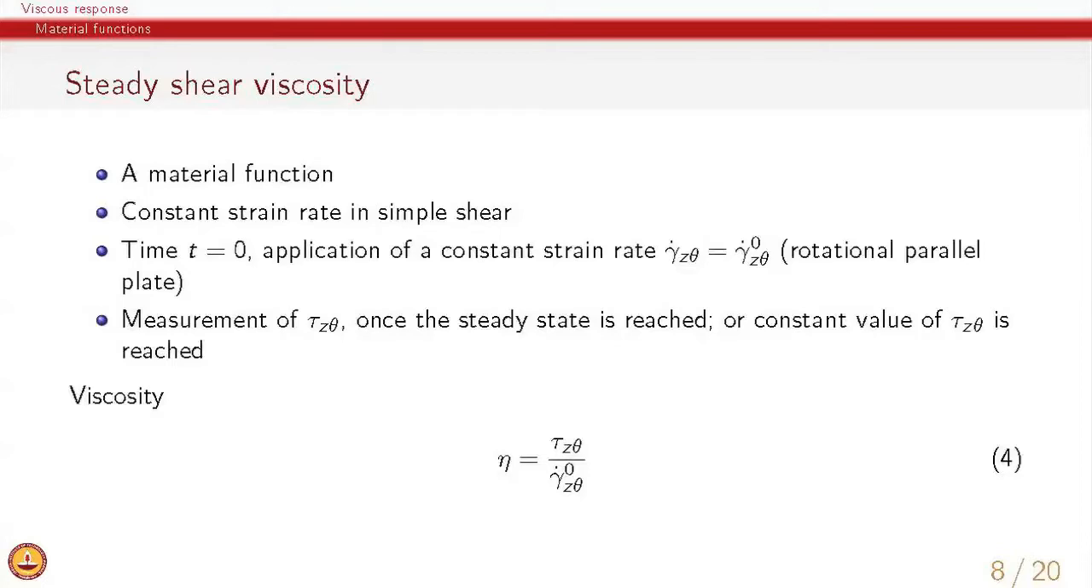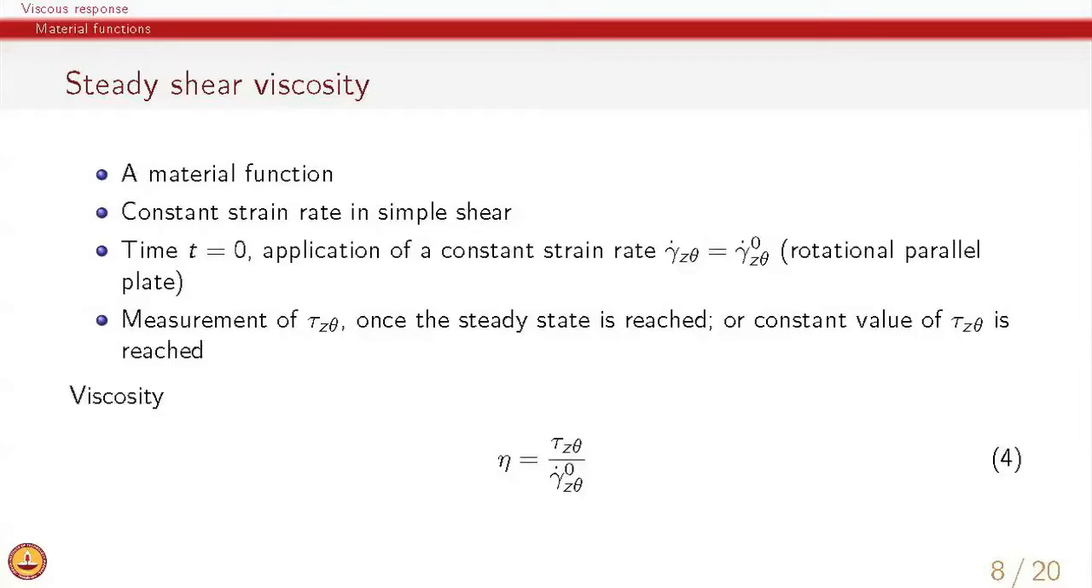So, a constant strain rate will be applied in simple shear, and in the case of rotational parallel plates the z theta component is what is non-zero. Therefore, at time t equal to 0 a constant strain rate would be applied, and this 0 in the subscript is to indicate that it is a constant value.